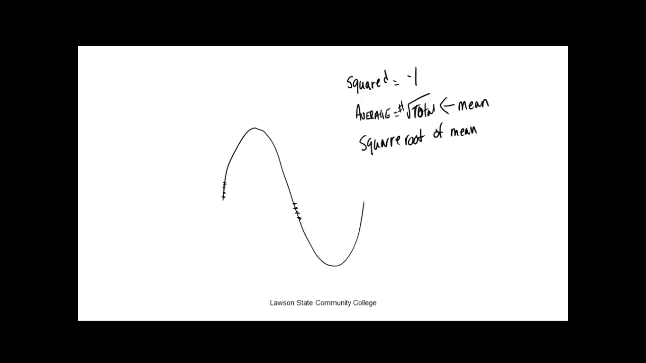So this became known as the roots of the means of the squares. And we refer to this as RMS. You ever heard of that? Root mean square. That's what it stands for. Root of the means of the squares.